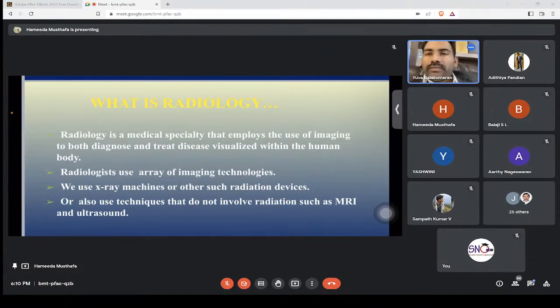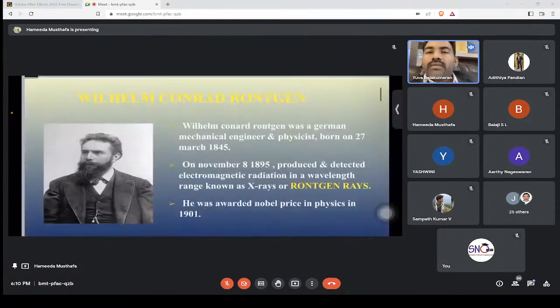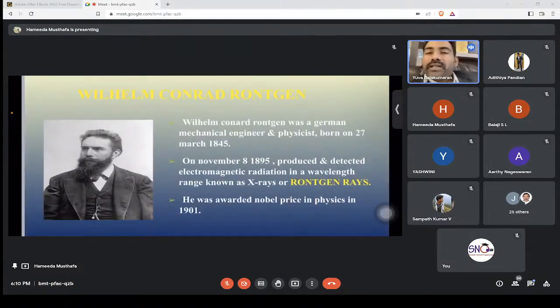Okay, next slide. We will see what the imaging modalities are in detail later. The father of radiology is considered to be Wilhelm Conrad Röntgen. He was a German mechanical engineer and physicist, born on March 27, 1845. On November 8th, 1895, he discovered X-rays.